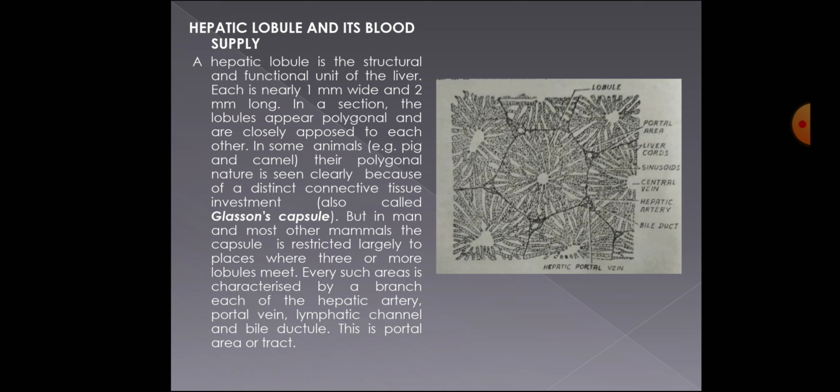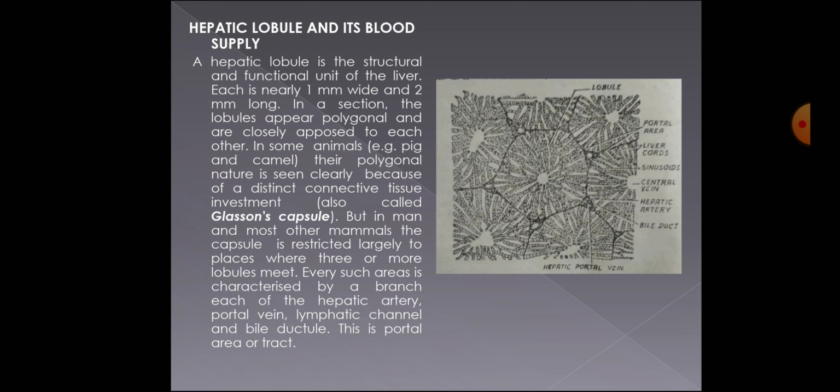So, hepatic lobules are the structural and functional unit of the liver, measuring about 1 millimeter wide and 2 millimeters long. In section, the lobules appear polygonal and are closely opposed to each other. In some animals like pig and camel, their polygonal nature is seen clearly because of distinct connective tissue. It is also called Glisson's capsule.